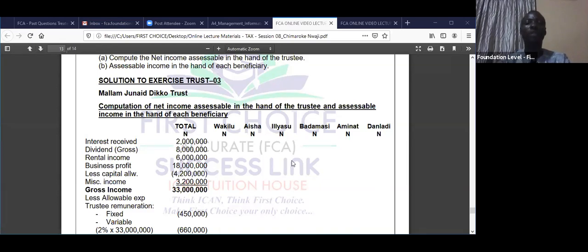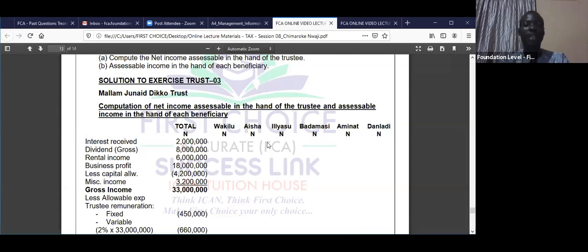Now, there are 6 beneficiaries. 1, 2, 3, 4, 5, 6. So how do you know who is a beneficiary? Look, a named annuitant is a beneficiary. Then the other one, they just say the main beneficiary. So these are the two sets of people. And I told you an annuitant would also be a main beneficiary. So there are 6 here.